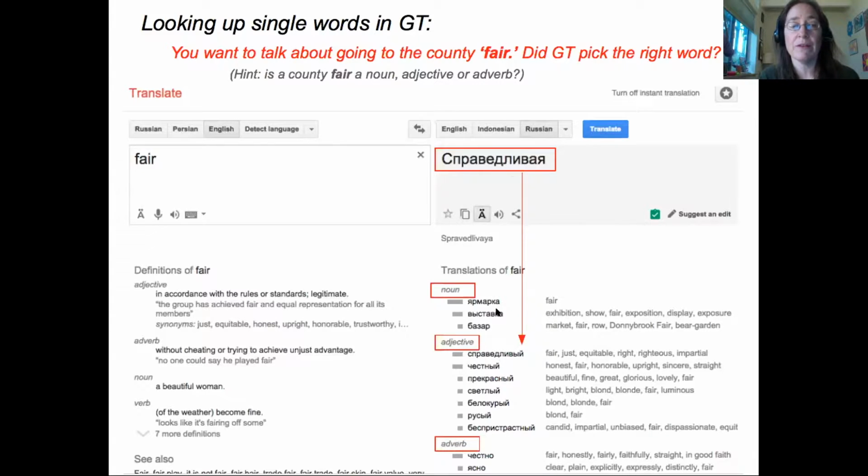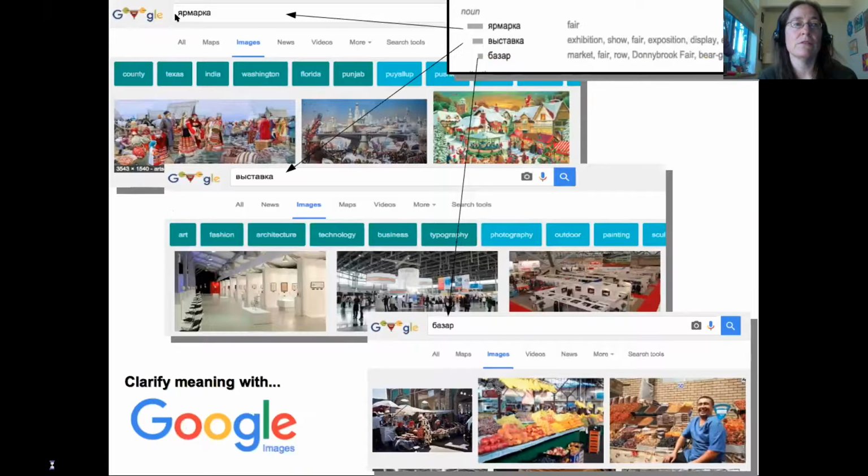Then we've got 3 nouns. So then how do you know which noun to use of those 3? Well, you can make a guess based on the English over here. Or I'd work them through Google Images. So here's one of those nouns. Here's another one of those nouns.